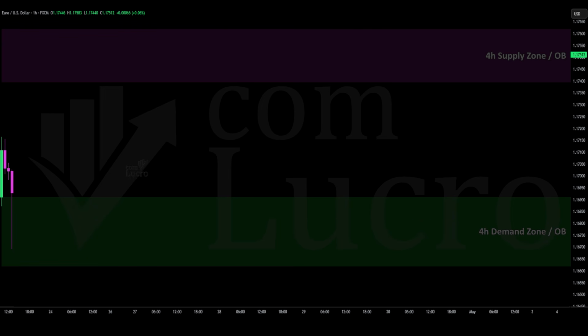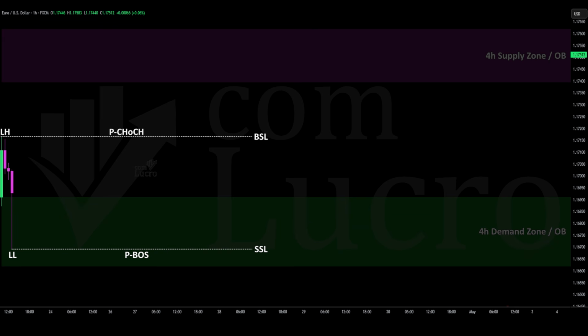On the 1-hour chart, we begin marking the key areas and identifying important points such as the lower high, lower low, the possible break of structure, the potential bullish reversal, and the buy side and sell side liquidity zones. The main objective here is to determine whether the market is starting to shift direction inside the higher time frame demand zone, which could provide a strong and valid trading setup.